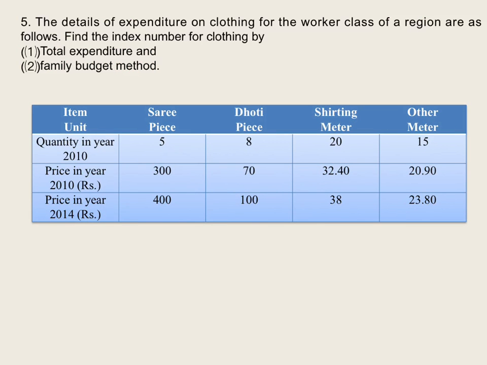Now question number 5. The details of expenditure on clothing for the worker class of a region are as follows. Find the index number for clothing by the total expenditure method as well as the family budget method. Here the items are sari, dhoti, shirting and other cloth. Quantity in 2010 is 5, 8, 20 and 15. Prices for 2010 are 370, 32.40 and 20.90 respectively, and in 2014 they are 400, 100, 38 and 23.80.